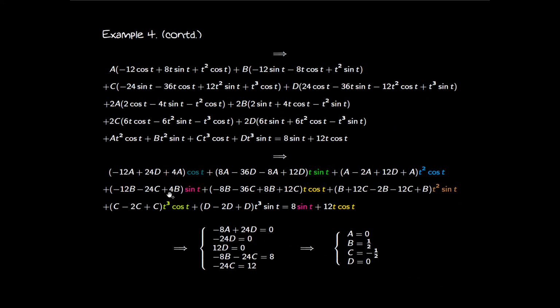And for this one, the b parts will give you negative 8b, and then minus 24c. And on the other side, you have 8 sine t. So that's why you have 8. And then for the next term, the b parts cancel, right? And for the c parts, you're going to get negative 24c. And this is equal to, on the other side, 12.